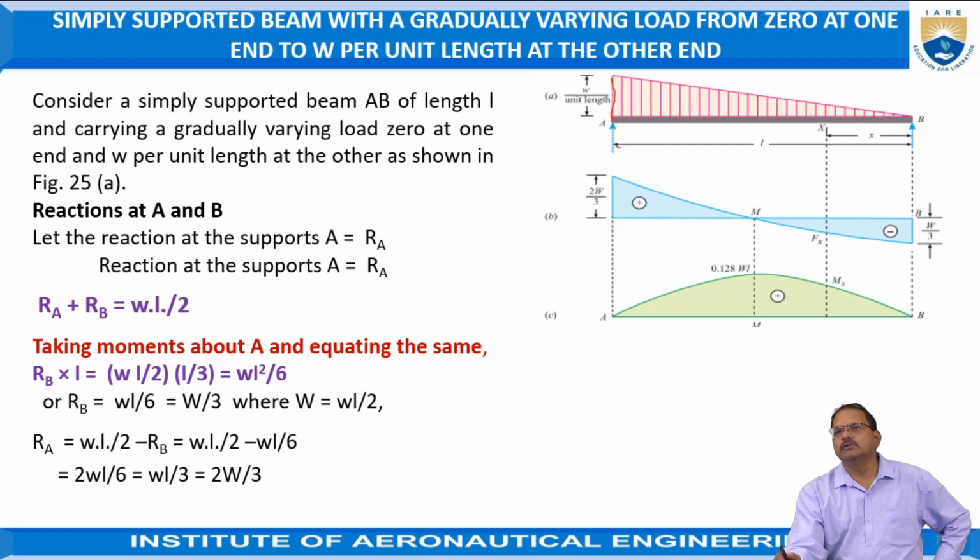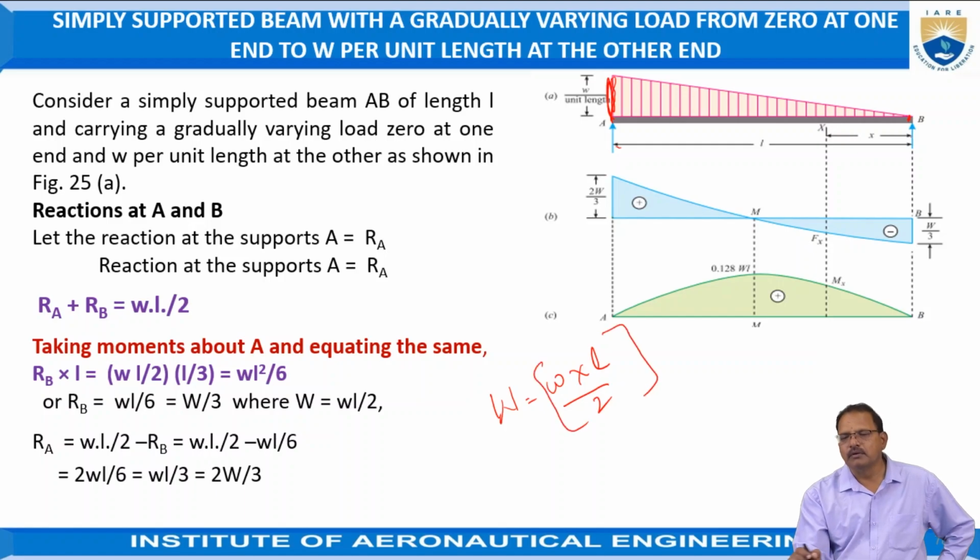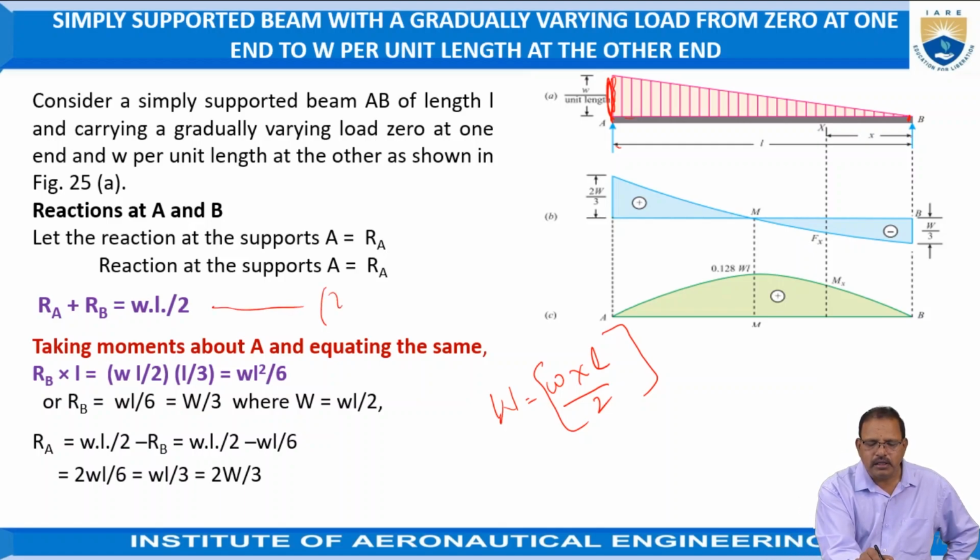RA is the reaction at point A, RB is the reaction at point B now. RA plus RB is equal to, that is, the sum of the vertical forces should be equal to the sum of the forces which are acting in downward directions. Here this force is nothing but W, here it is 0. Total load is nothing but the area under this curve, so total load is equal to W into L by 2, because the total area is nothing but the area of the triangle now. From this relation, this is equation number 1.